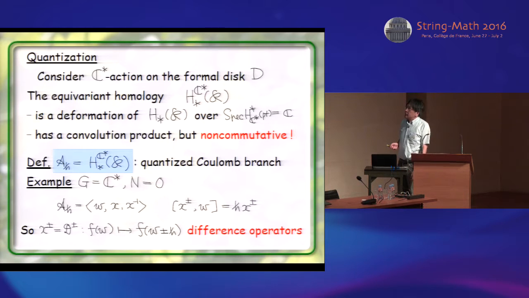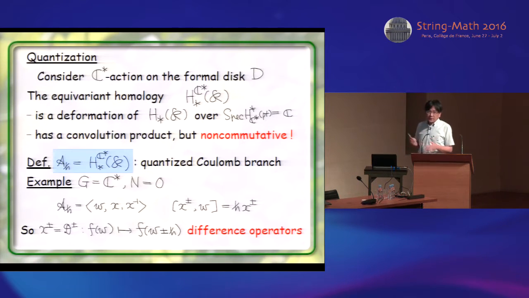Then this is the definition of the quantized Coulomb branch. This is a non-commutative algebra which deforms this commutative algebra. I go back to this example, G equals C star and N equals 0. In that case, I have C times C star. The algebra is generated by W and X inverse. The commutator relation is modified to this relation: the commutator of X plus minus and W is H bar times X plus minus.